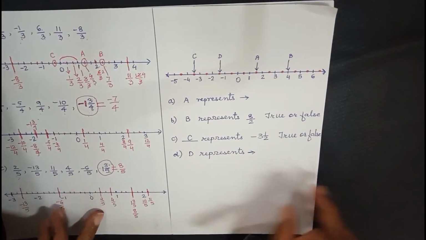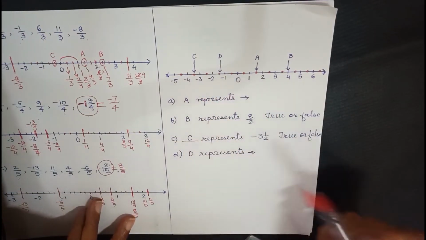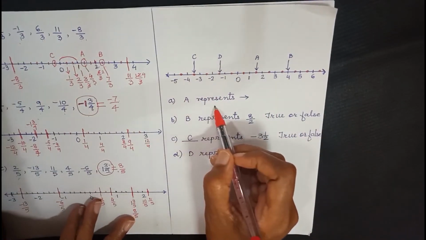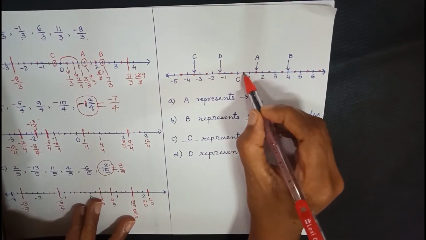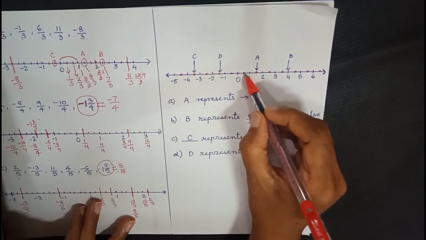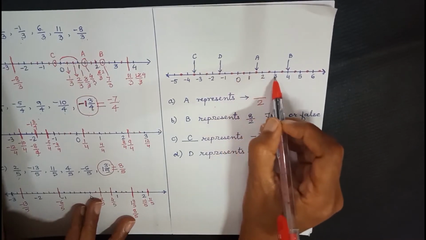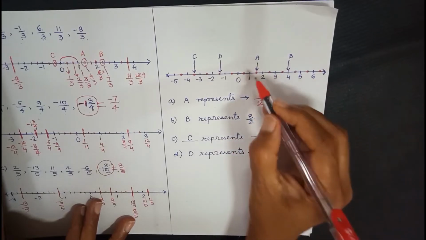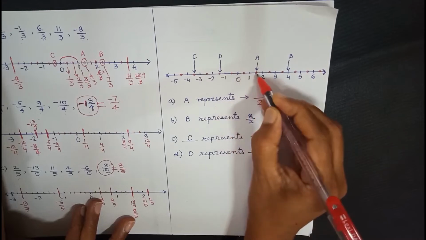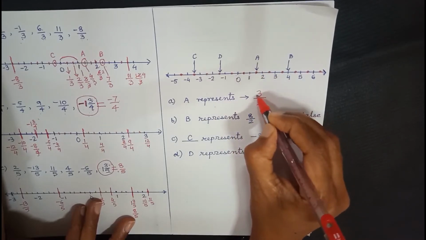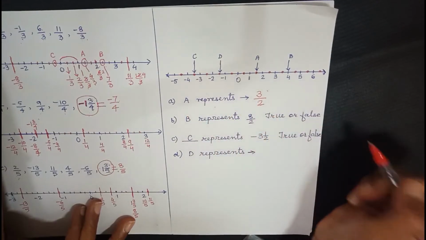Next, even questions can be asked like this also. When everything is given, you just have to answer. Suppose A represents... can you tell me which point A represents? You can see now I have divided 1 into 2 parts. That means my denominator will be 2 because I have divided it into 2 parts. Now we just have to count how many parts this point A is from 0. So you can see 1, 2, and 3. So A is 3 parts when it is divided into 2 parts. So A is 3 upon 2.